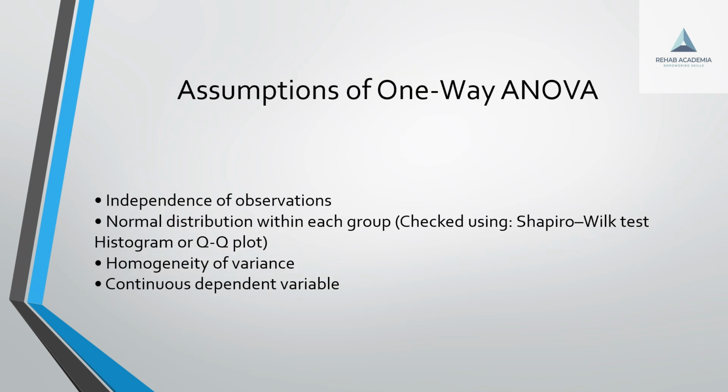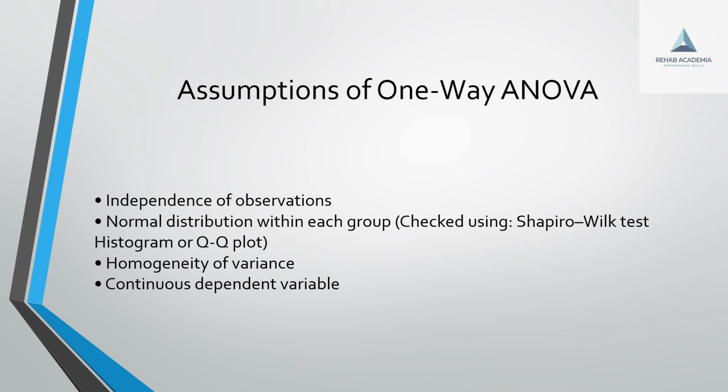Before applying one-way ANOVA, we must ensure that some assumptions are fulfilled, like observations are independent. Independence means that each participant contributes data only once. For example, a patient cannot receive two different treatments in the same study.